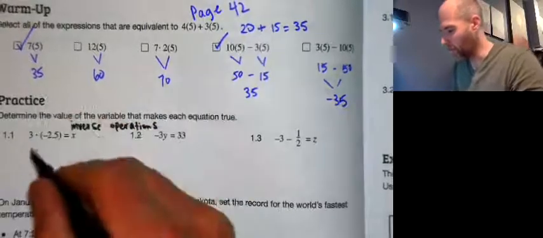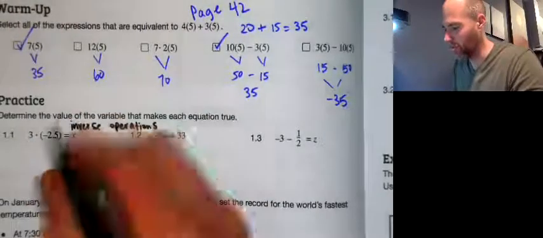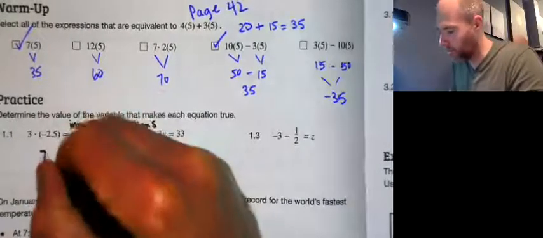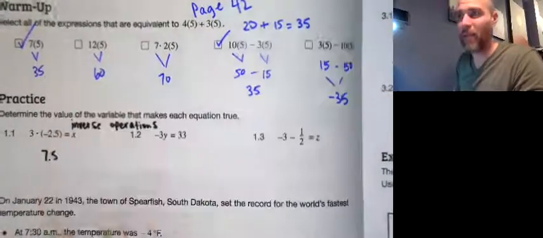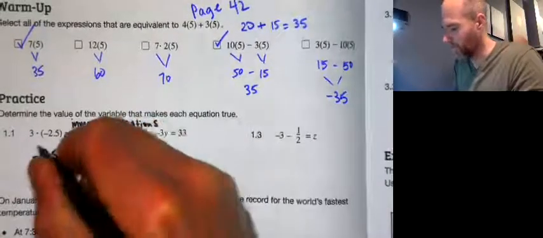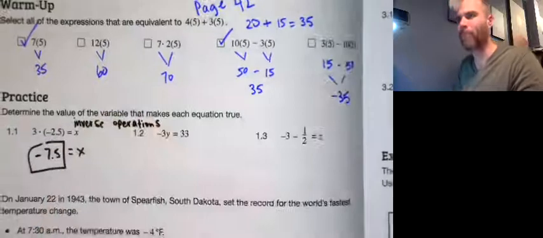So this is an easy one. All we have to do is do 3 times negative 2.5. Well, 3 times 2.5 would be 7.5, but we got that negative in there, and so negative 7.5 equals x. So that's your answer there.